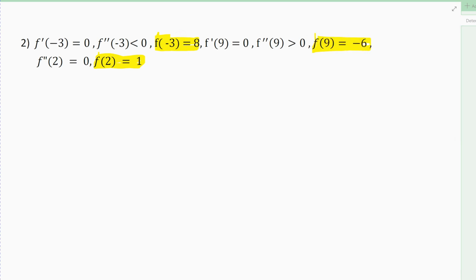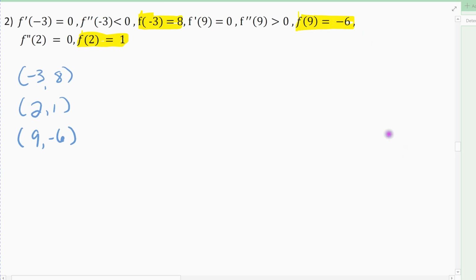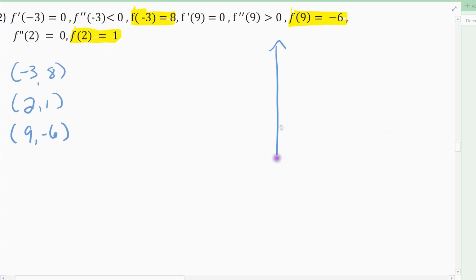And so remember what those points that I've highlighted mean. F of negative 3 equals 8, well, that's the point x is negative 3, y is 8. F of 2 equals 1, well, that's the point 2, 1. F of 9 equals negative 6, that's the point 9, negative 6. Alright, so those are going to be important points. I'm going to assume those more than likely are going to be my critical values or inflection points. Alright, so that's the first thing. I start with those. I sort of graph those first.